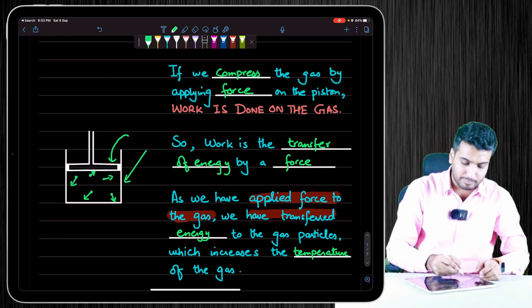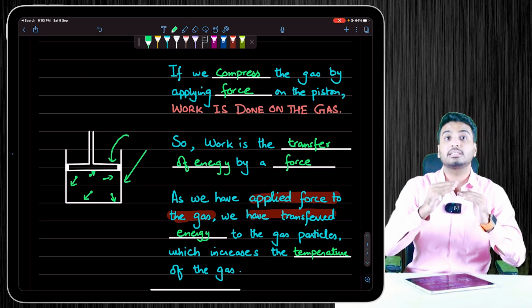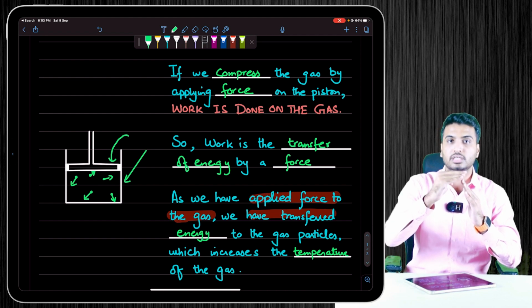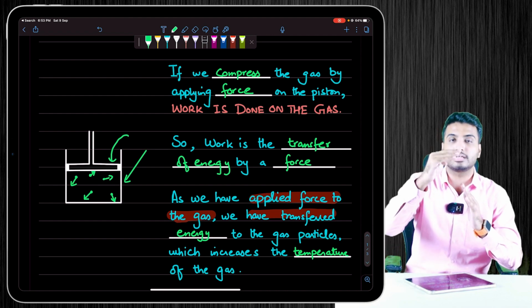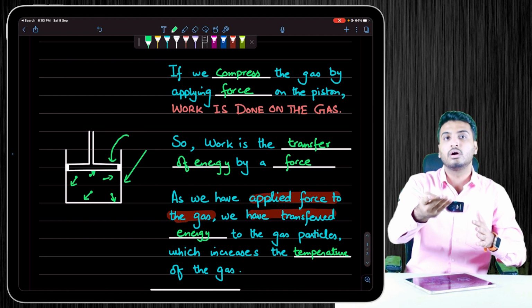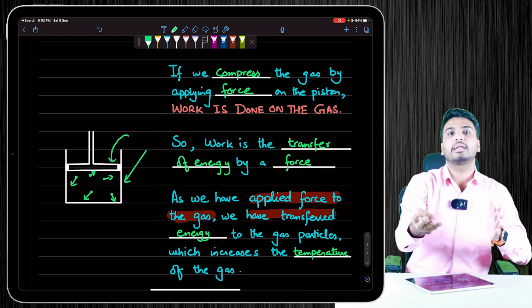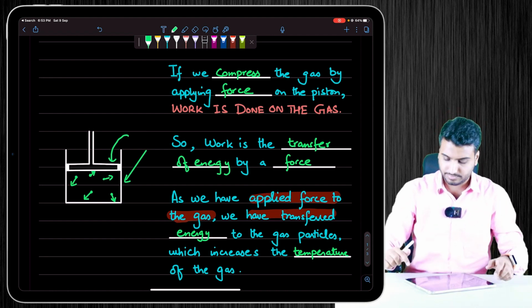When it is allowed to expand, what happens now? The gas particles are pushing the piston upwards. So the piston moves in the direction of the gas particles. So now the gas is doing work in the case of expansion.